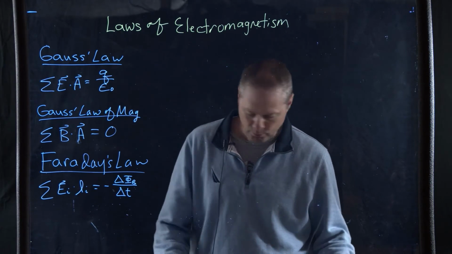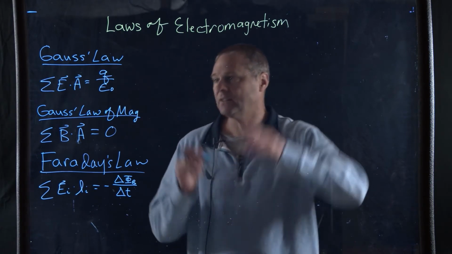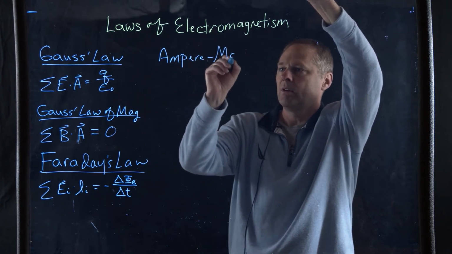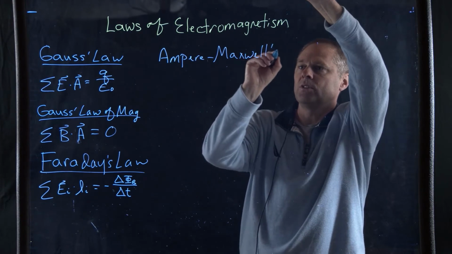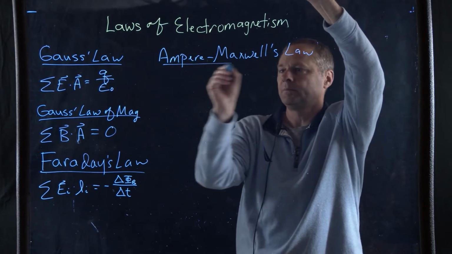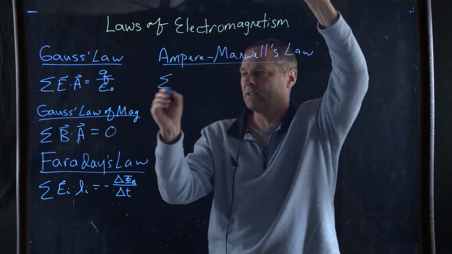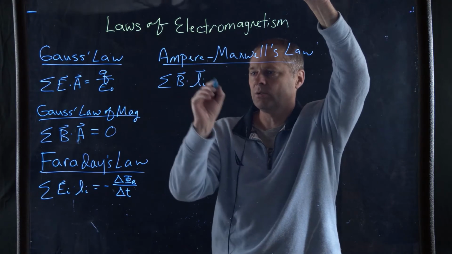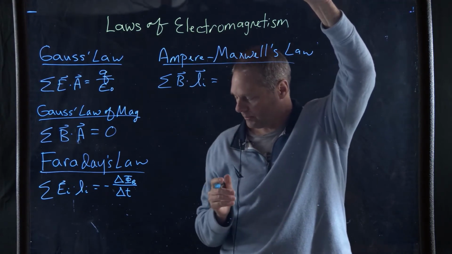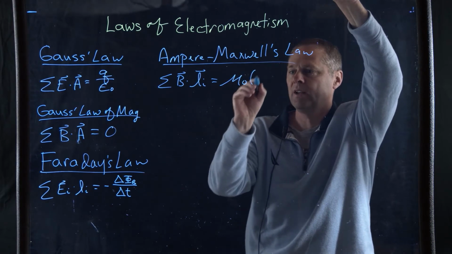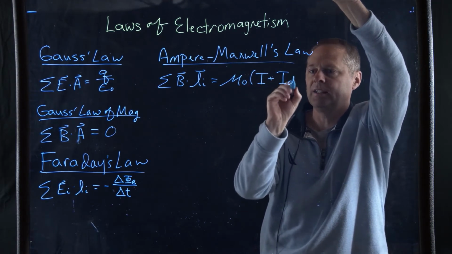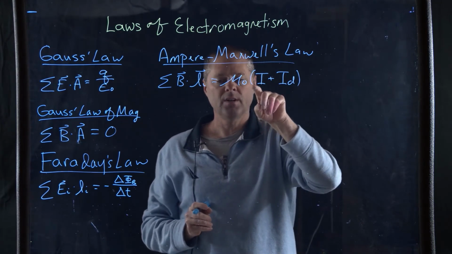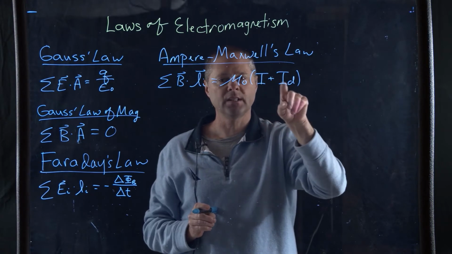And then the last one I'll be discussing now is Maxwell's law. And that is the sum of the magnetic field times a closed loop or a closed surface is equal to mu naught times I plus I_D, where mu naught is the permeability of free space, epsilon naught is the permittivity of free space, I is the current and I_D is the displacement current.